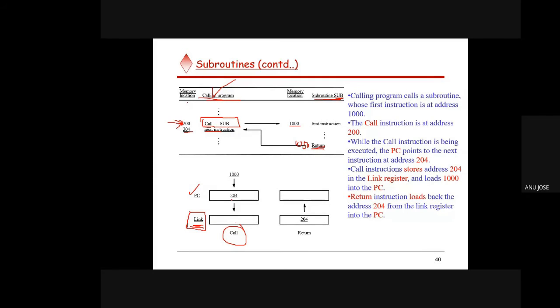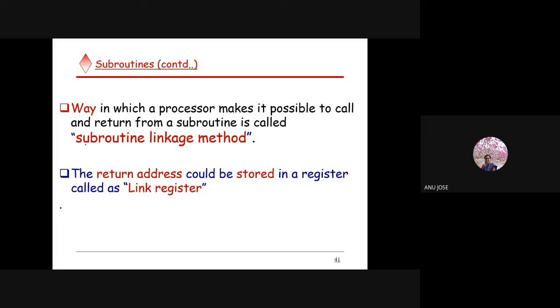Are you clear on what the calling process is and how it happens inside the system? That process is called subroutine linkage. It is the way in which a processor makes it possible to call a subroutine and return from a subroutine. So what I explained, that complete process, is called the subroutine linkage method. And you know that we have used a register called the link register.